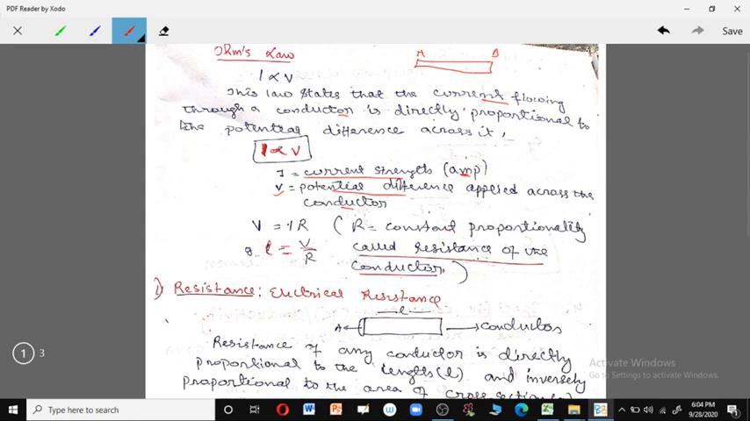So I equals V by R. This is a conductor, right? This R is the resistance of the conductor. Overall you will have a potential V and I is the current. So this is Ohm's law. Ohm's law states that the current flowing through a conductor is directly proportional to the potential difference across the conductor.